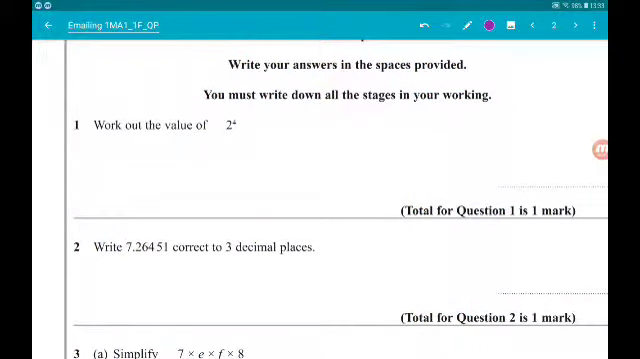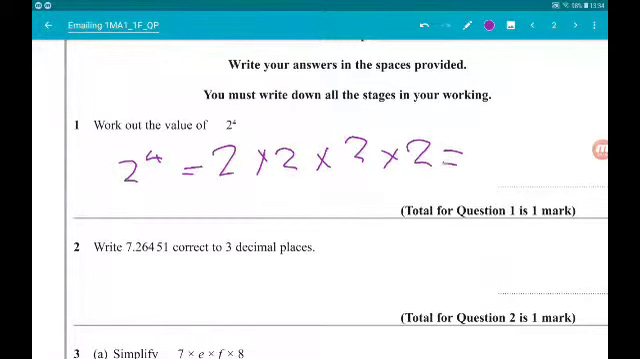Okay, question 1 wants us to work out the value of 2 to the power of 4. So, 2 to the power of 4 means 2 times 2 times 2 times 2. 2 times 2 is 4, 4 times 2 is 8, 8 times 2 is 16.